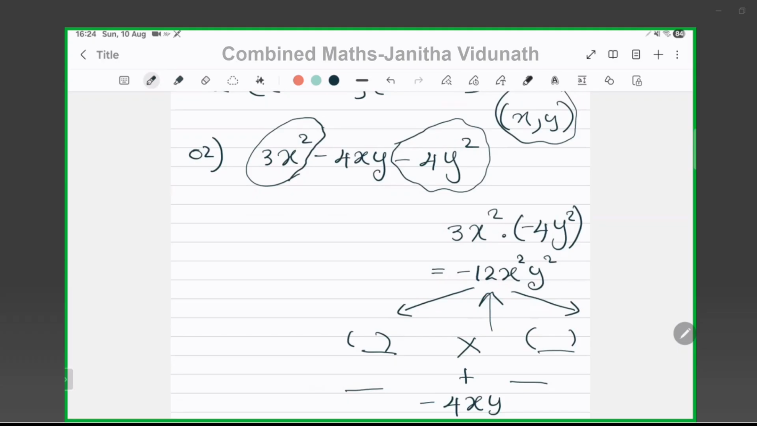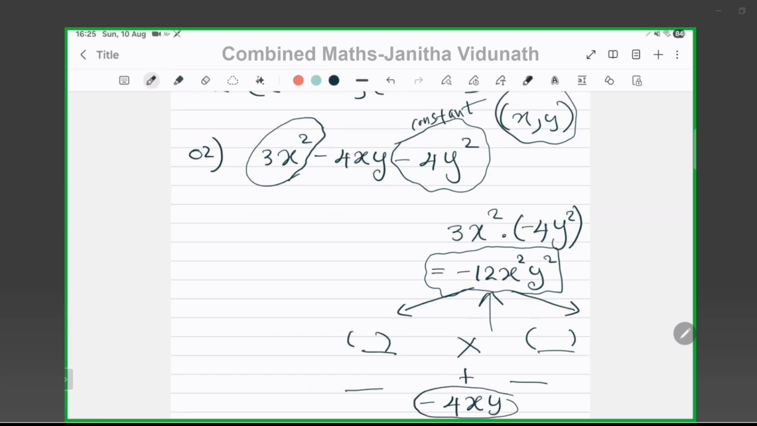Like the normal trinomials, we think of this as having a constant term. Then we multiply the square term with the constant term, and we get a term like this. Then we need to find two factors that, by multiplying the two numbers, give minus 12 times x square times y square, and by adding those two factors, give minus 4 times xy.